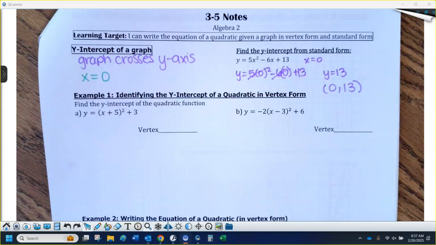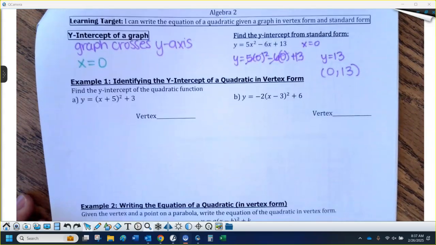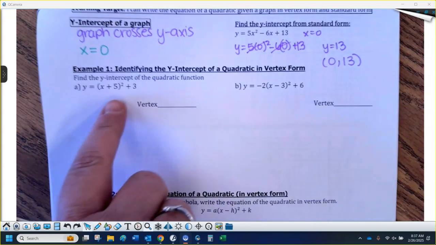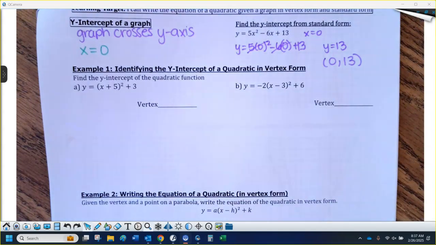Now, if you're in vertex form, that's not the case, okay? So I'm just going to have you guys review real quick, just looking at the vertex form. Can you tell me what the vertex is? And then we're going to go through how you would find the y-intercept if you have that form instead of standard form. So if I give you y equals (x plus 5) squared plus 3.